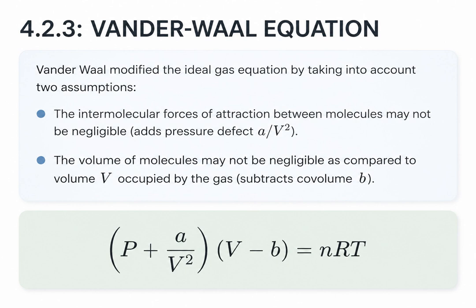The van der Waals equation introduces two corrections. It accounts for intermolecular forces by adding the pressure defect term, and it accounts for the physical volume of the molecules by subtracting a co-volume term. This gives us a much more accurate model for real gases.